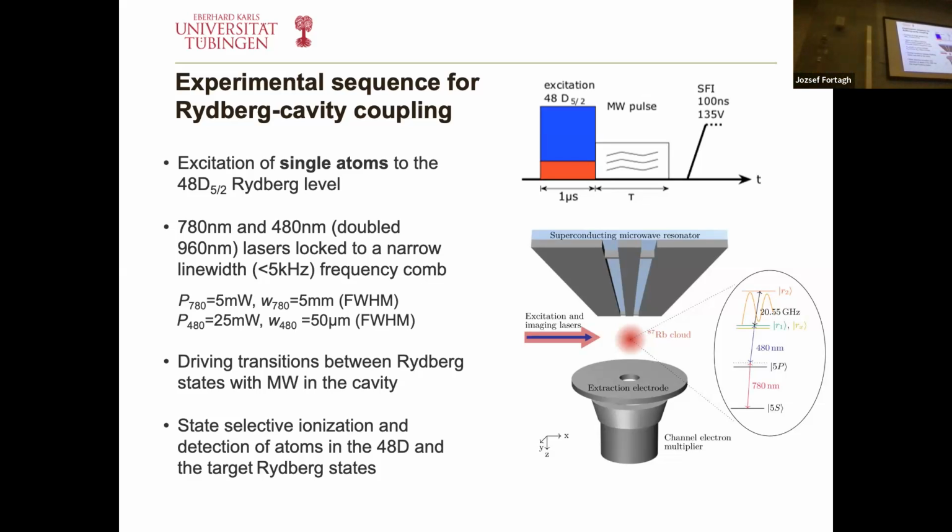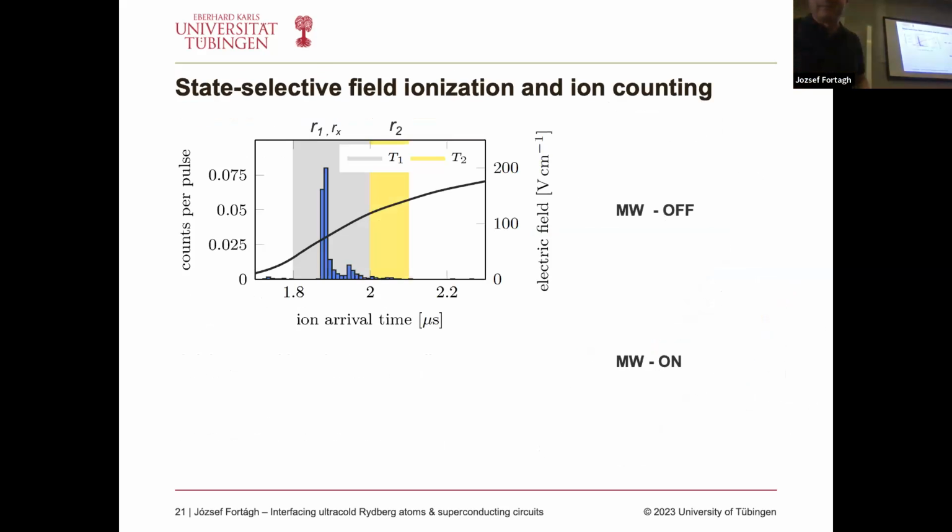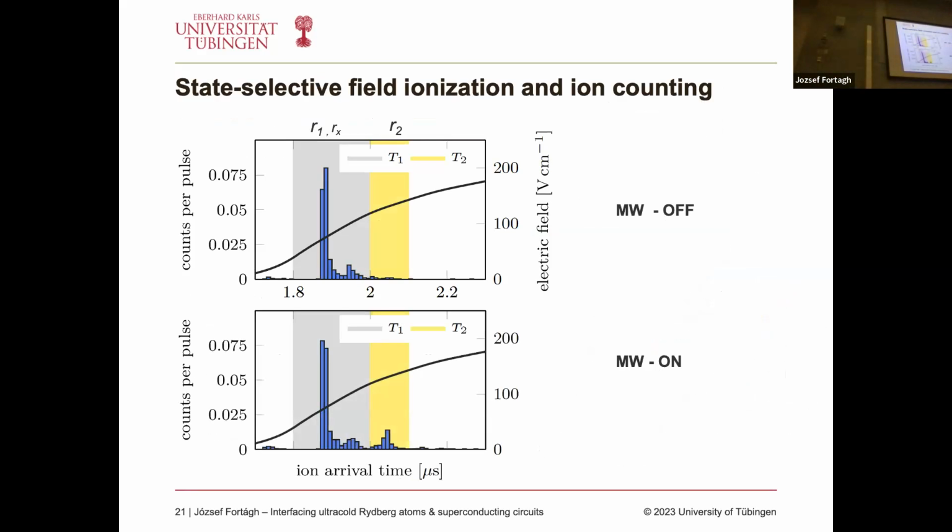And on average, 1 Rydberg atom is excited at one time. Now, as a function of the microwave pulse length, we look at how many atoms are in the R1 and how many atoms are in the R2 state, and would like to observe the oscillation. The discrimination is challenging. First of all, if the microwave is off, then we see that the 48 state, the R1 state, is arriving faster at the detector. And if we turn on the microwave, we see that the R2 state is arriving later.